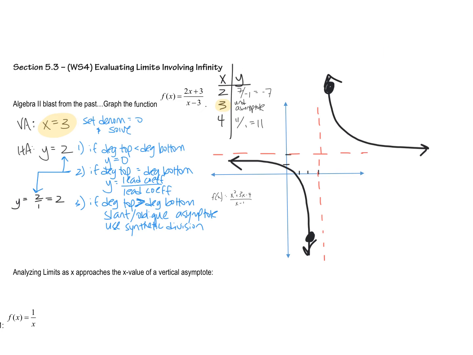If you wanted to, or if you were nervous or confused, you can pick more points for x, like maybe 2, -7. What happens when you plug in 1 or 0 or -1? That would just give you more points that you could connect to help you feel more confident about your graph.